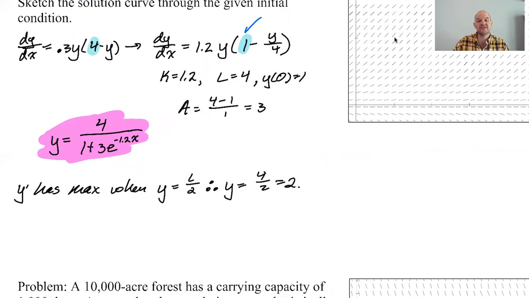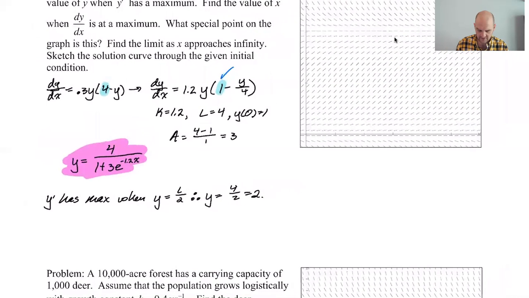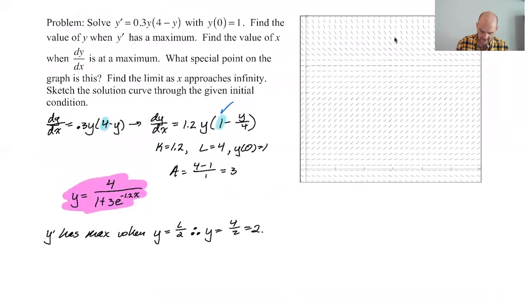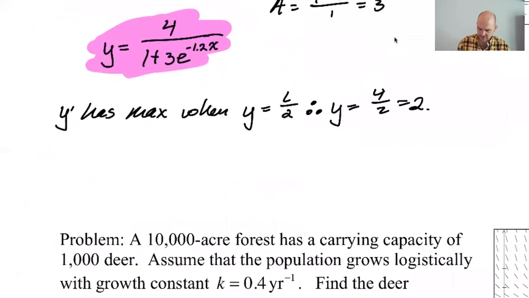Remember, the derivative is a function of y. It's not a function of x in this case. Very weird. It's like an implicitly defined derivative, I guess. And then what special point? That's going to be, find the value of x when dy/dx is at a maximum. So we have to solve that. So this has a general solution. I don't think it's worth knowing, even though I'm probably wrong.